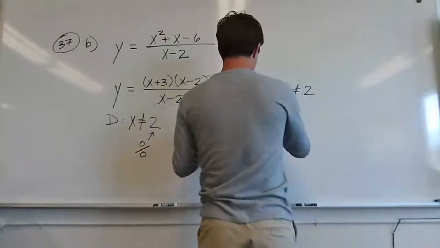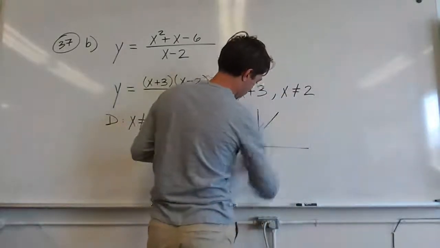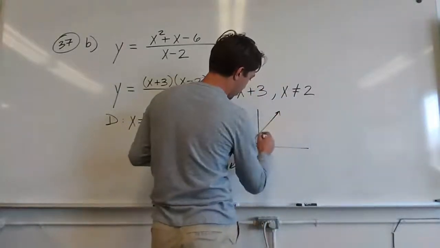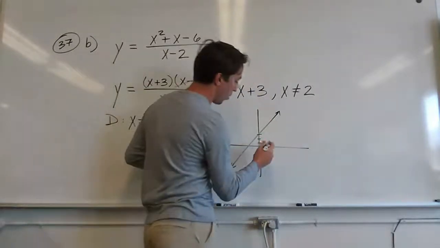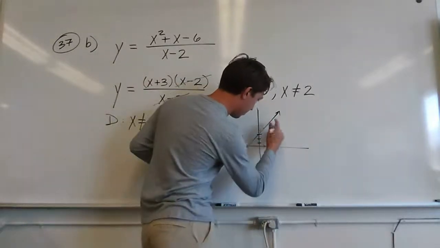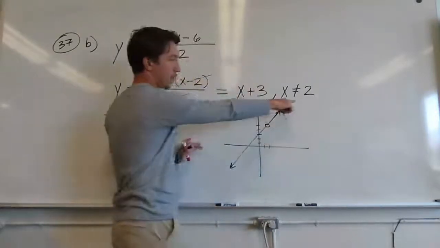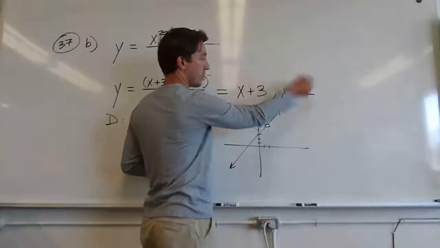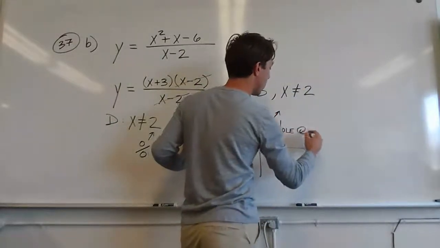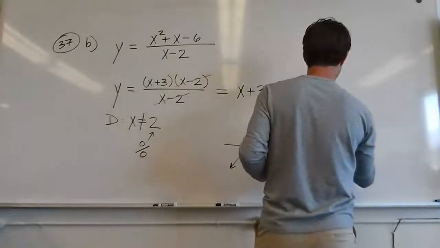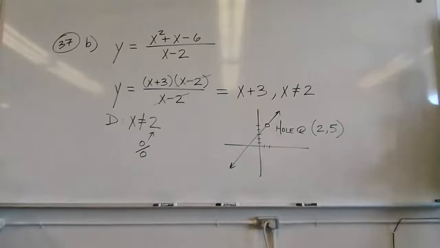This is a little bit easier to graph, right? You all know what x plus 3 looks like. There's your 1, 2, 3. Where's the hole? 2, 5. If you do plug 2 in here, you get 5, so the hole is at 2, 5. Pretty easy, right? It looks like a poppet here.